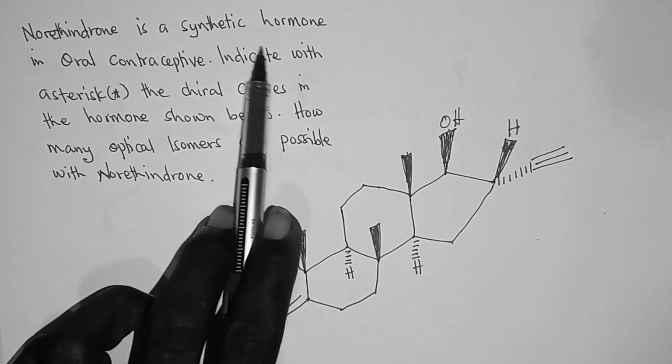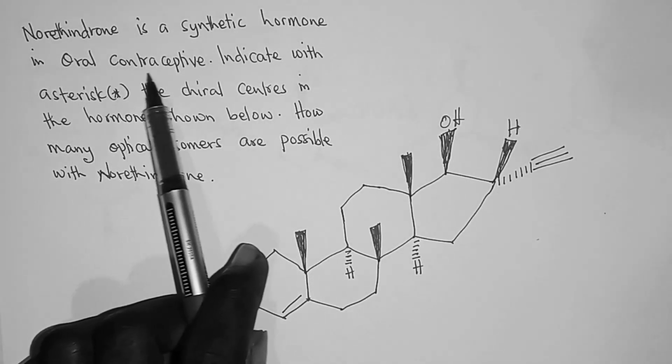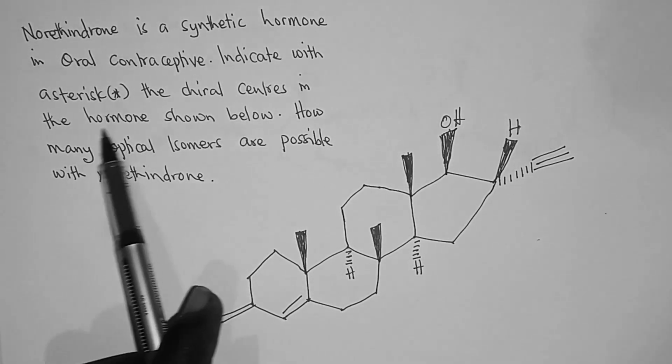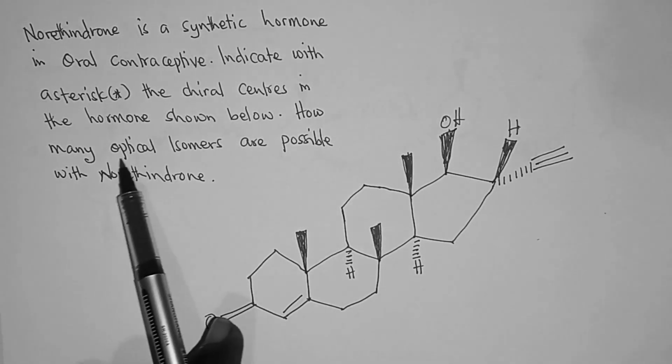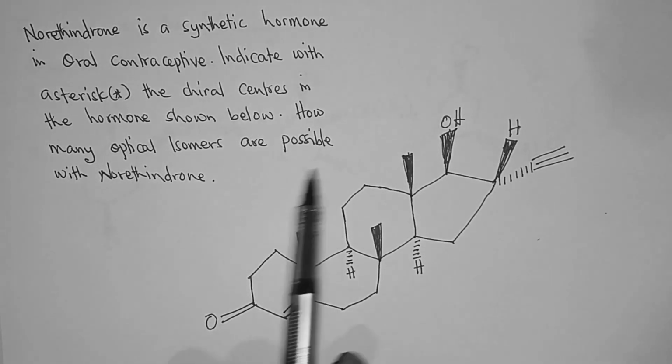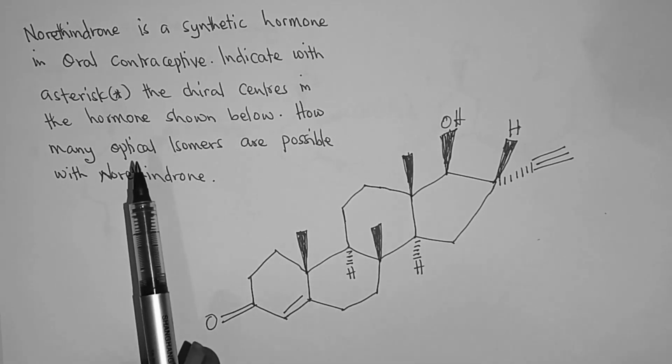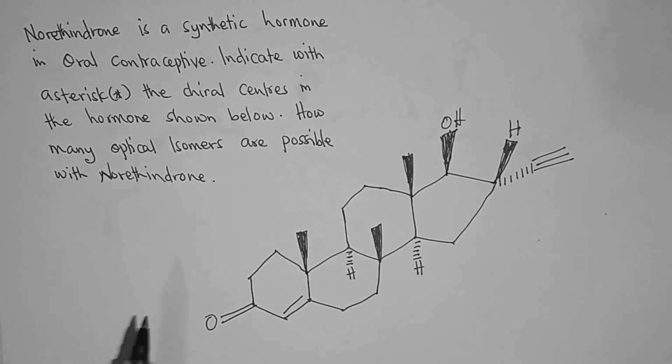Norethindrone is a synthetic hormone used in oral contraceptives. Indicate with an asterisk the chiral centers in the hormone shown below. How many optical isomers are possible with norethindrone? So we must first indicate the chiral centers.